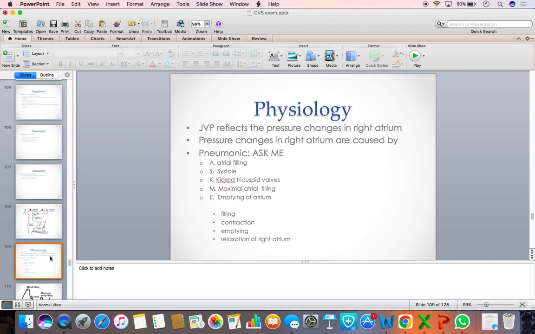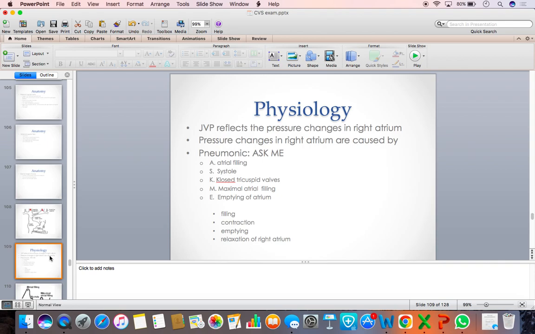So, what is the physiology? As I told you, JVP reflects the pressure changes in the right atrium. And what you observe in the JVP tracing is the wave pattern of the internal jugular vein. So the wave pattern can be explained by the mnemonic ask me.